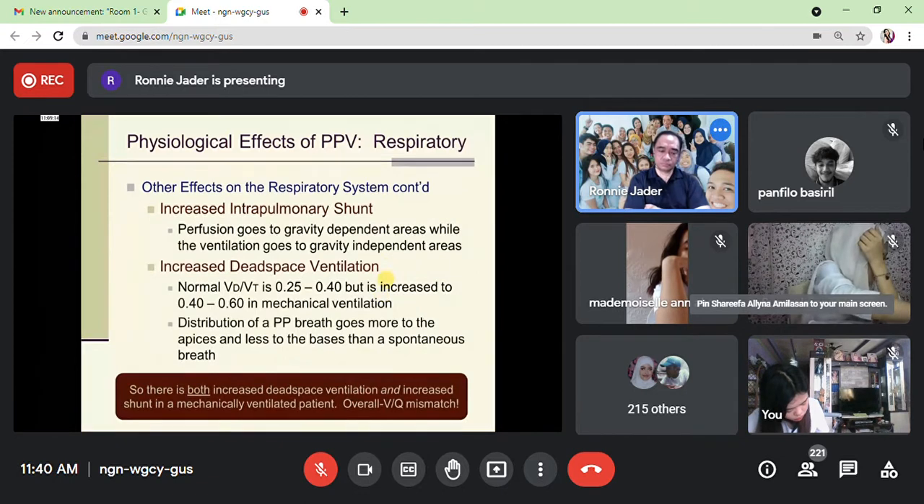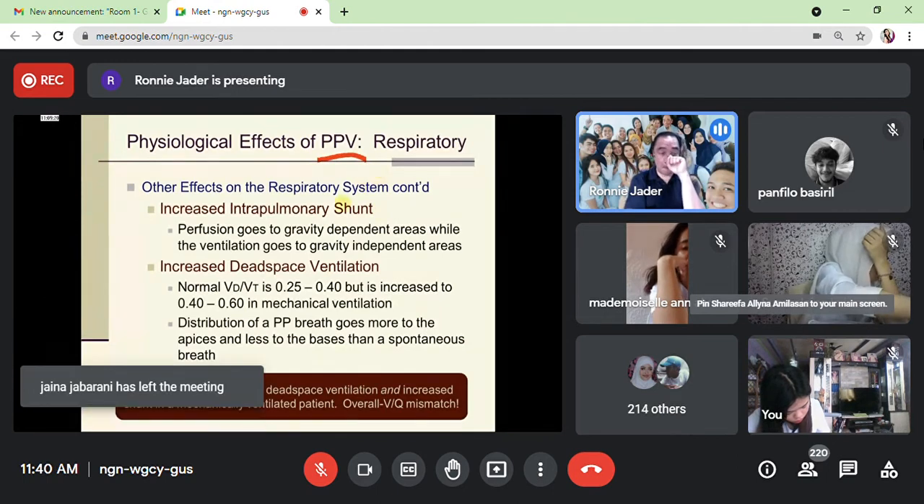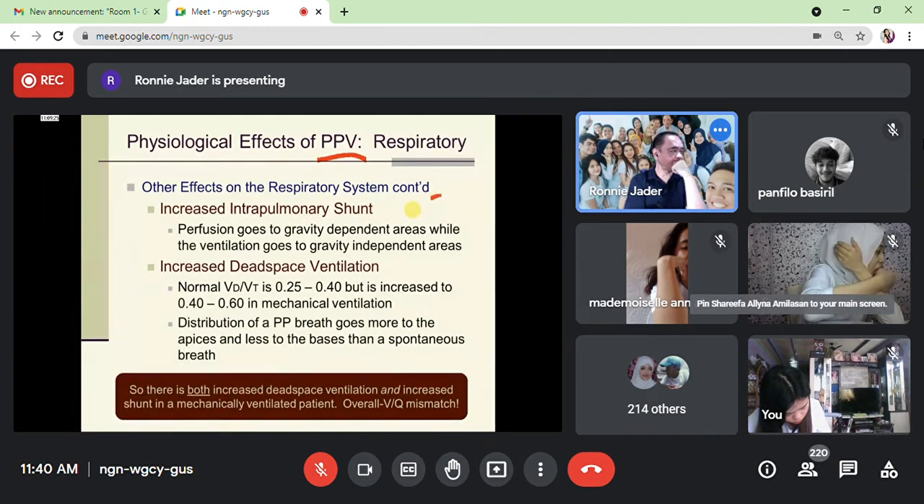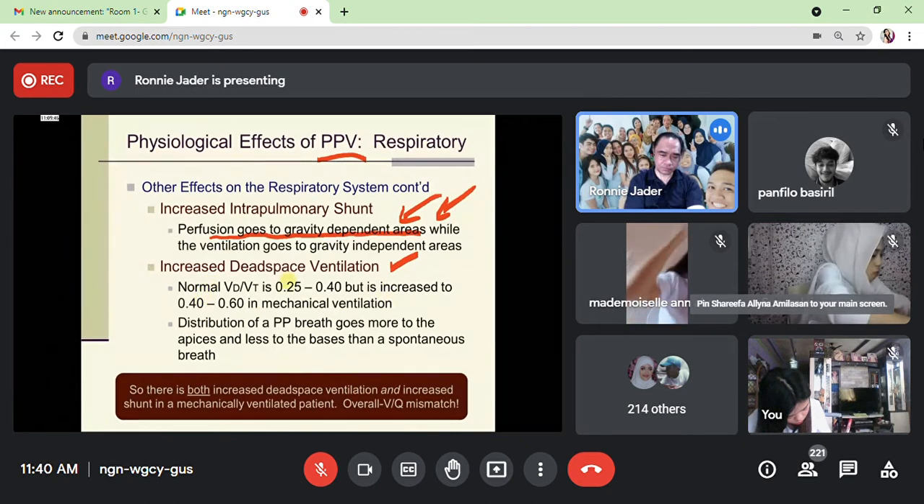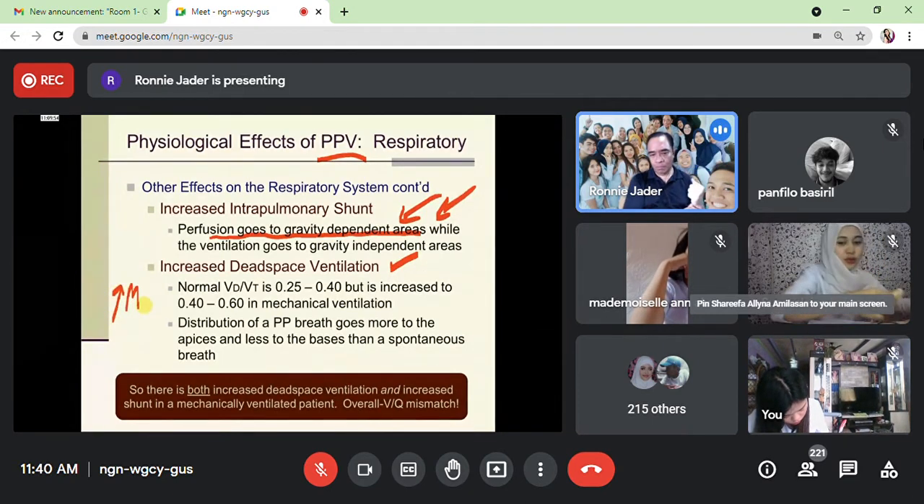All right. Well, we know that when we put people on a positive pressure ventilator, we're doing things very differently than when they're spontaneously breathing. And that can change where that ventilation is going to go and its effects and how well it's going to participate in gas exchange. All right. So perfusion goes to the gravity dependent areas, but often when we put people on a positive pressure ventilator, the ventilation does not go in the same place. So we get this increased dead space ventilation. All right. We get an increase in the VD/VT. Okay, well, that's fine. And we can compensate for this by increasing the patient's overall minute ventilation.